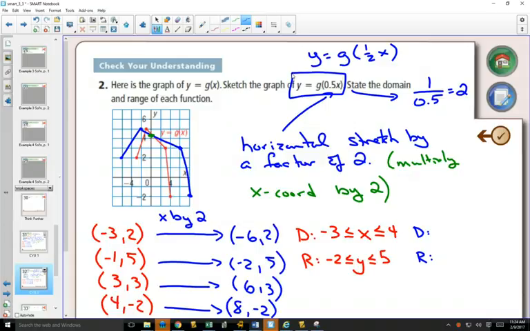If the transformation that we've done is a horizontal stretch by a factor of 2, and that affects our x coordinates by multiplying them by 2, does it make sense that your domain just gets multiplied by 2? Instead of going from negative 3 to 4, it now goes from negative 6 to 8. And since we multiplied our x values by 2, but we didn't do anything to our y values, does it make sense that our range didn't change?